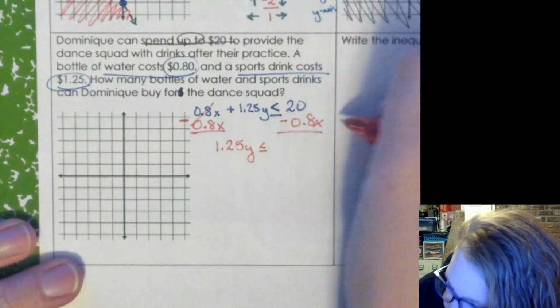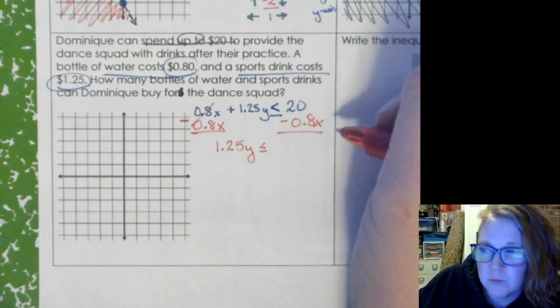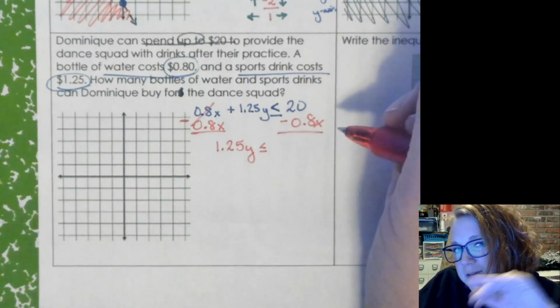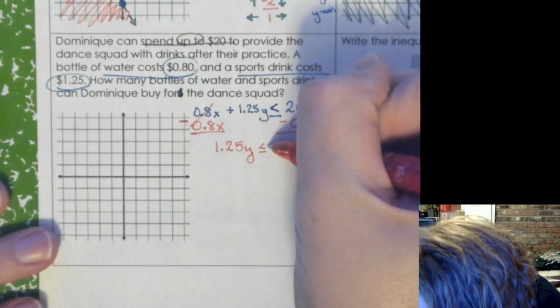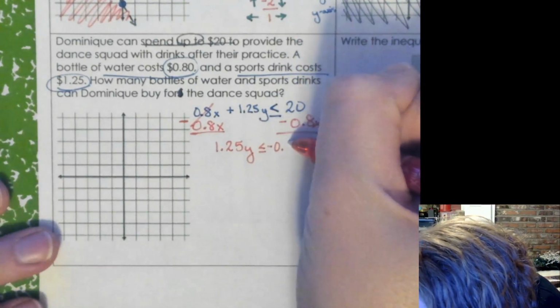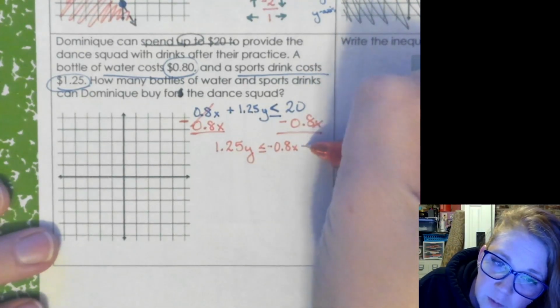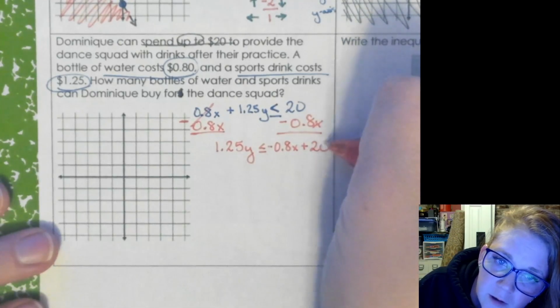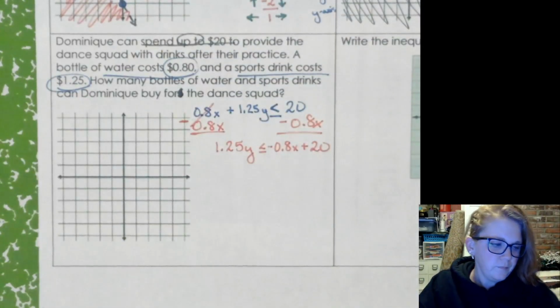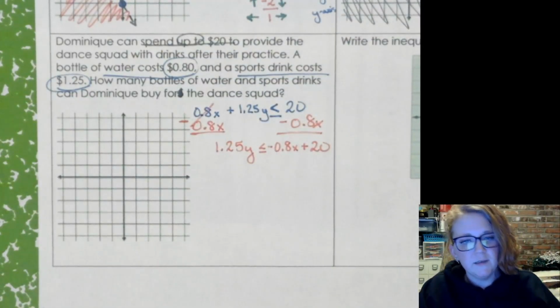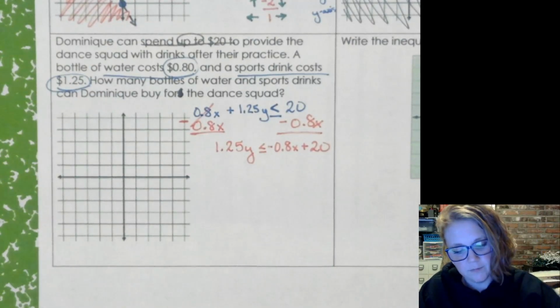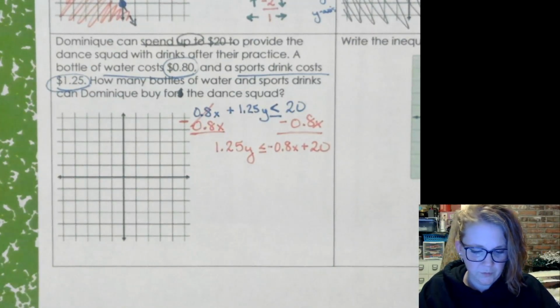Okay, so we're just gonna write it. Again, I'm gonna put my x value first just because I'm trying to make it look like mx plus b. Makes it easier. Negative 0.8x, and then that 20, it's a positive 20. We're gonna put plus 20. All right. Next step, now we got to get rid of that 1.25.